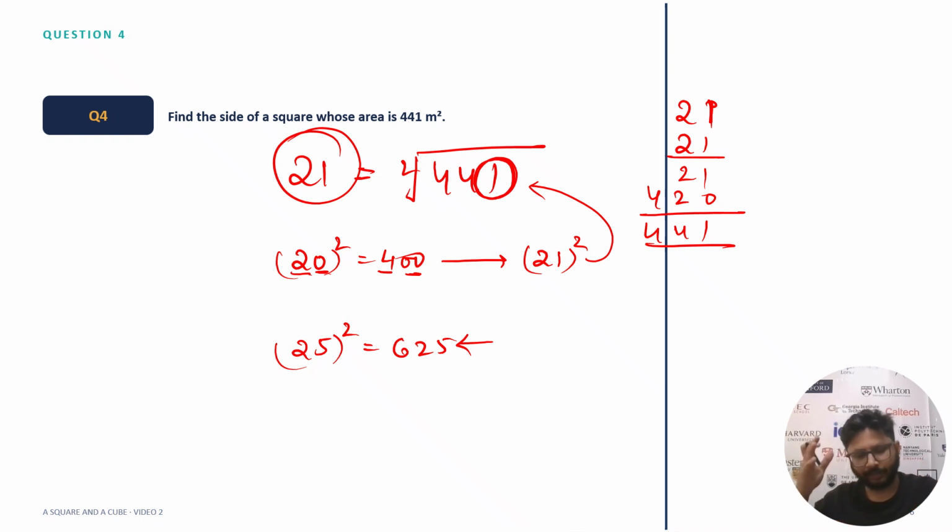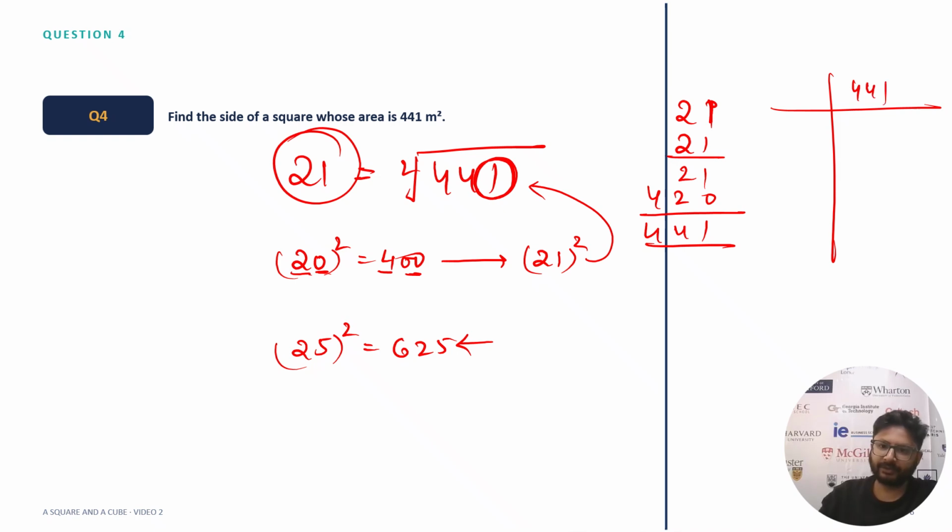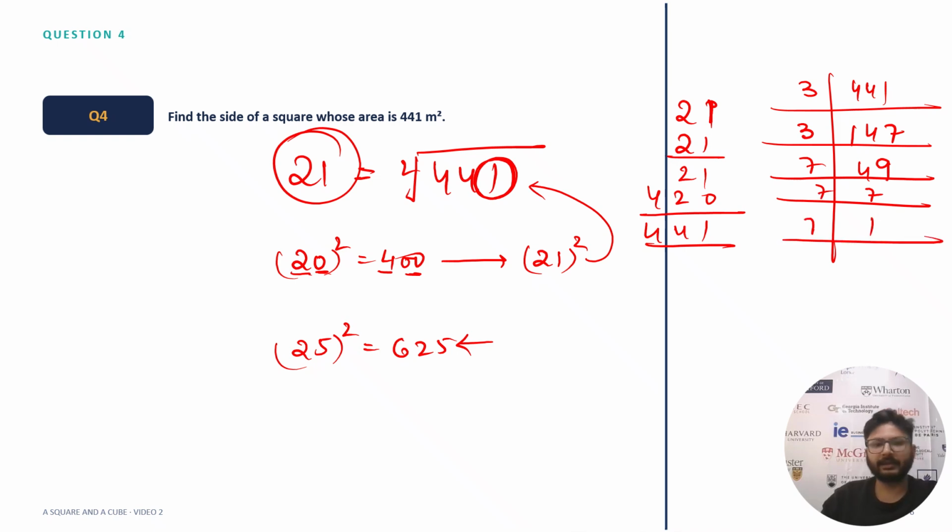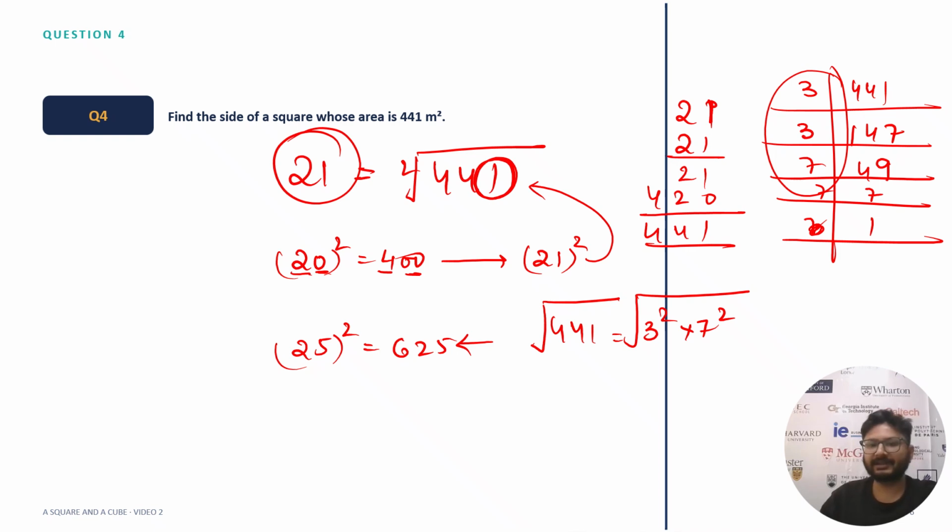You could have done it with prime factorization also, like this. This is a multiple of 3. 3, 1, 3, 4, 12, 7, 21. Again a multiple of 3, 4, 12, 9, 27. Multiple of 7, 7, 7, 49. Multiple of 1. Right? So basically 441 is equal to 3 square into 7 square. If I take the square root on both the sides, the powers will get divided by 2. So it will become 3 to the power 1 into 7 to the power 1. So again the answer is 21.